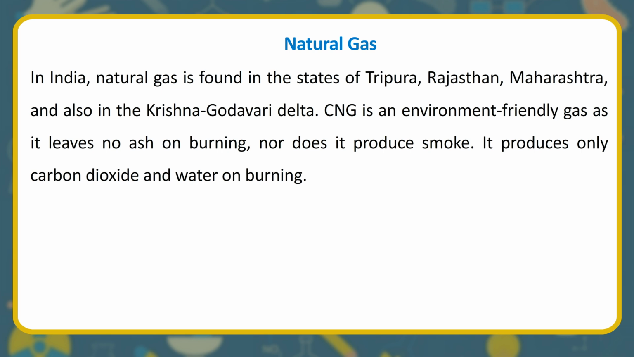In India, natural gas is found in the states of Tripura, Rajasthan, Maharashtra, and also in the Krishna-Godavari Delta. CNG is an environment-friendly gas as it leaves no ash on burning, nor does it produce smoke. It produces only carbon dioxide and water on burning.